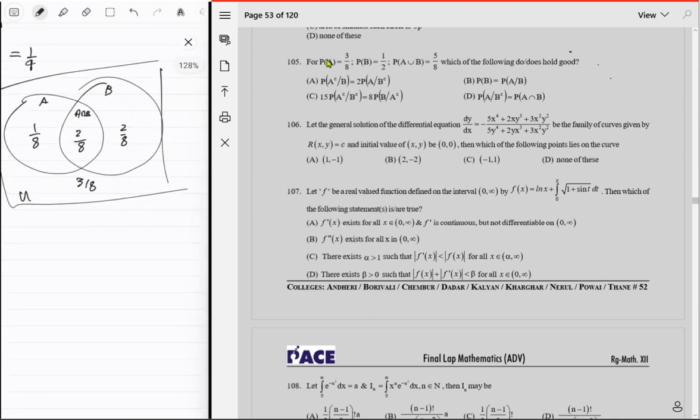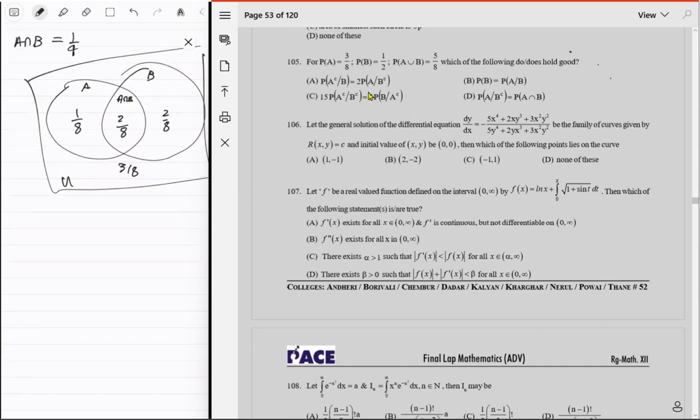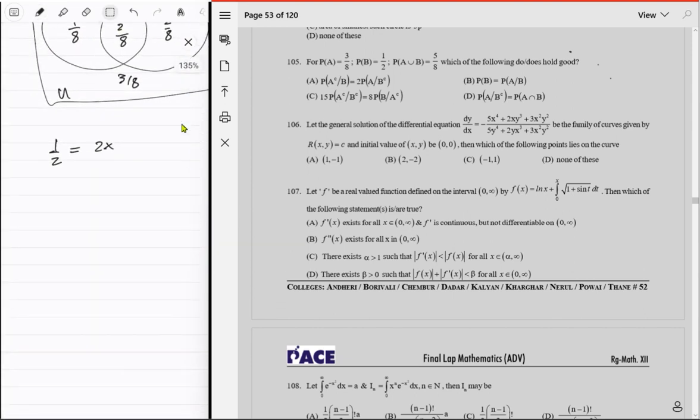What you need is the probability of A not happening, given B. The probability of A not happening is the whole area upon that, just 2/8 upon 2/8, which is just 1/2. So basically what is A saying? 1/2 is 2 times the probability of A given B not happening. A given B not happening. You know what? Actually, just figure out the values in fact.